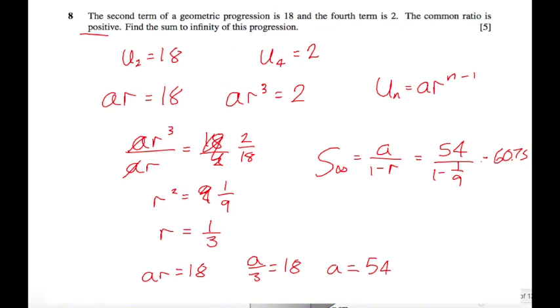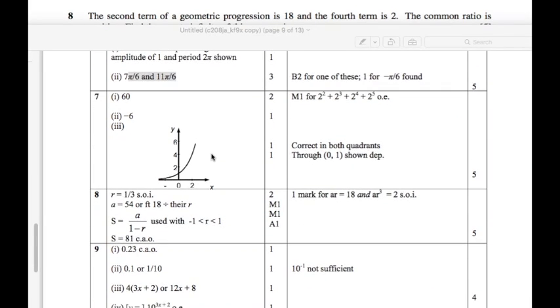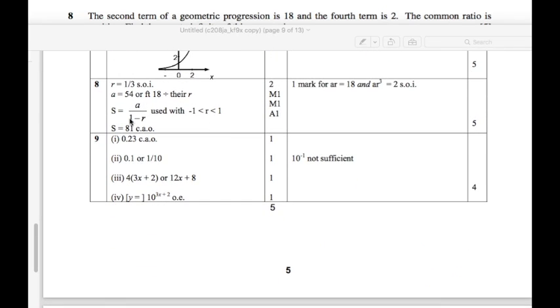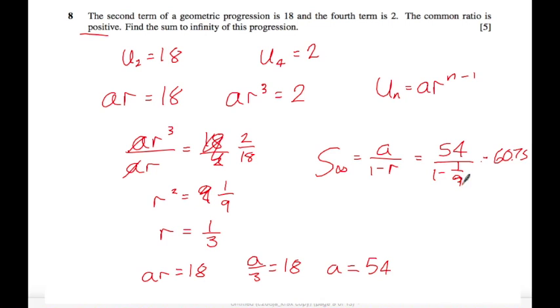Okay, I'm just going to make sure I've made no mistakes there. So there's our 60, our minus 6, and the curve. And I have done something wrong. So we did get the 54. I've just put in a ninth when I should have put a third there. So that was a stupid mistake, really. So here, this should have been a third, which would have given us, I assume, 80. Let me just double check. 81 even. Alright.